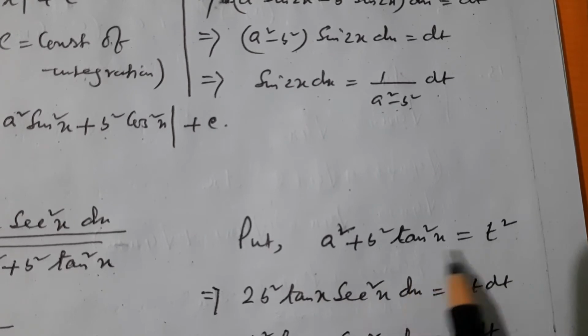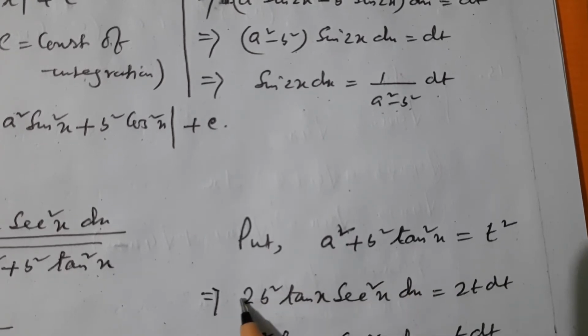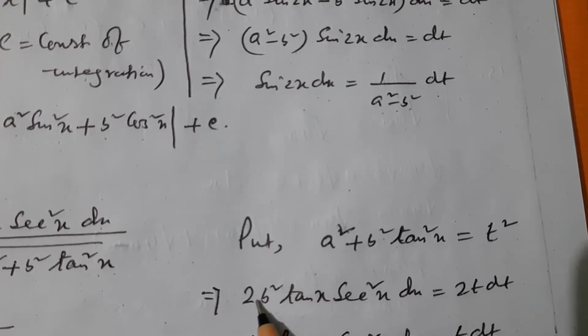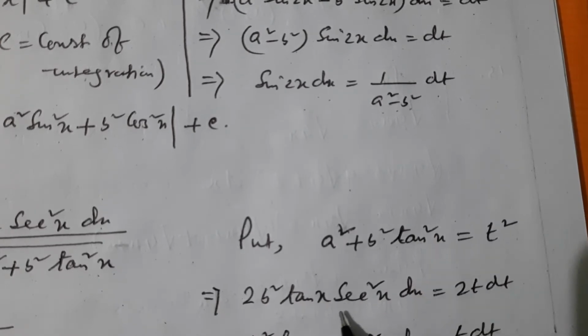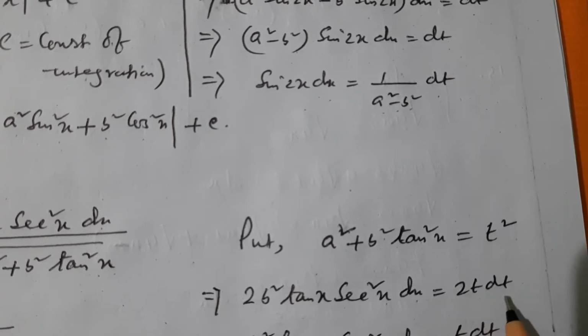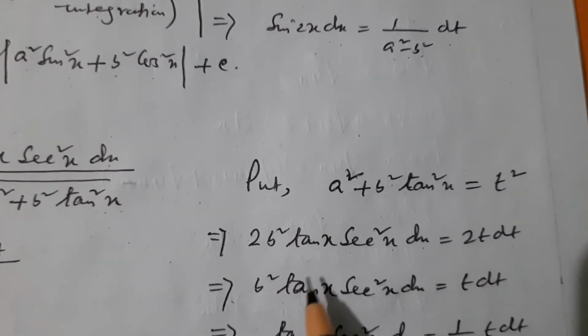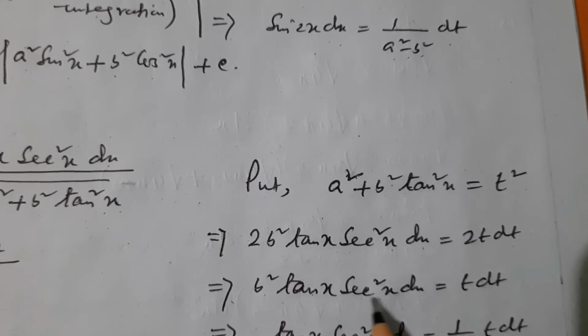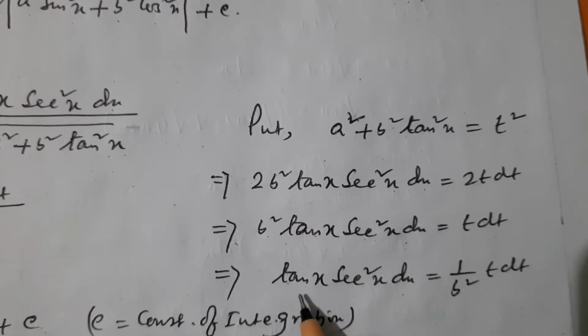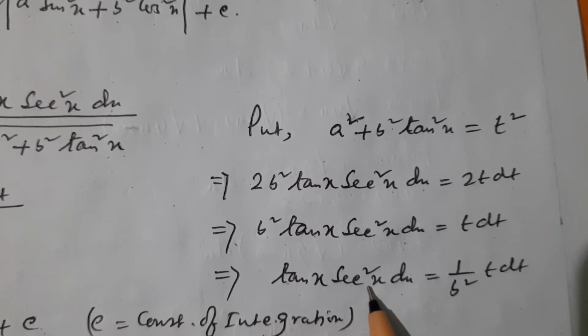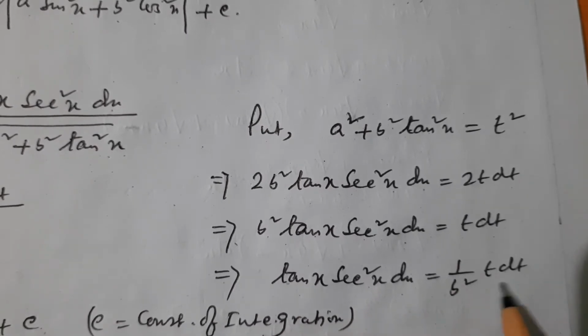So we differentiate on both sides. This is a constant, so its differentiation is 0. b square is constant, and the derivative of tan square x is 2 tan x, and the derivative of tan x is sec square x dx, that is equal to 2t dt. 2 is deducted from both sides, we get b square tan x sec square x dx equals t dt. This implies that tan x sec square x dx equals 1 by b square into t dt.